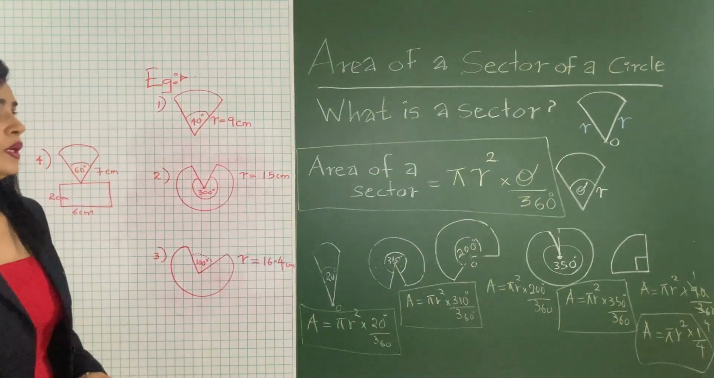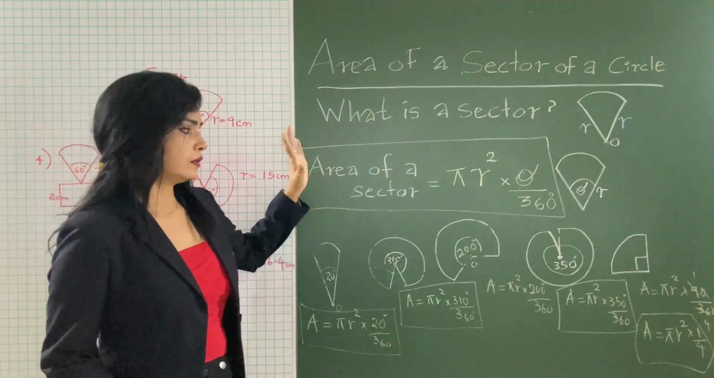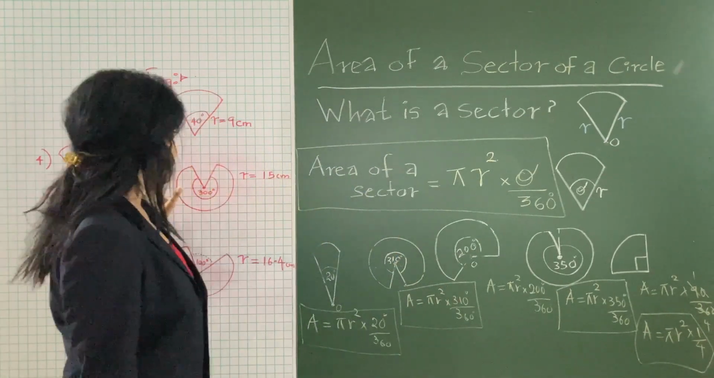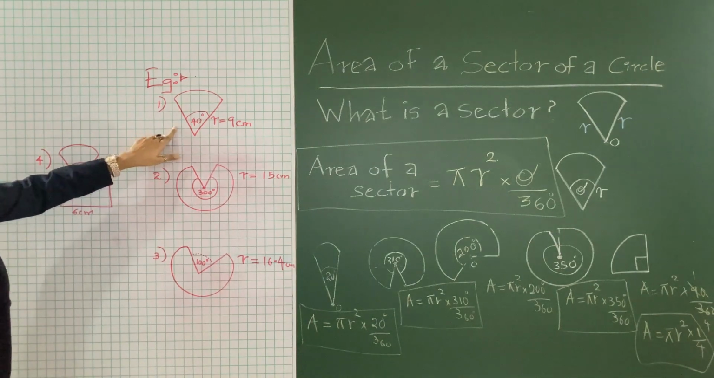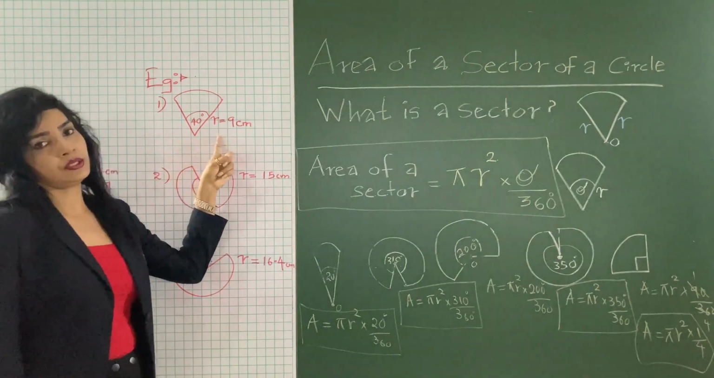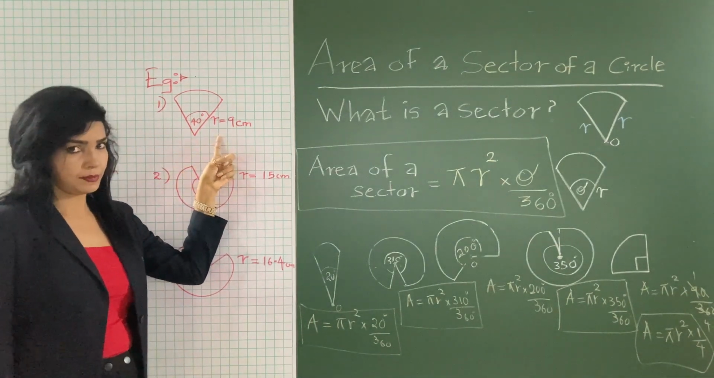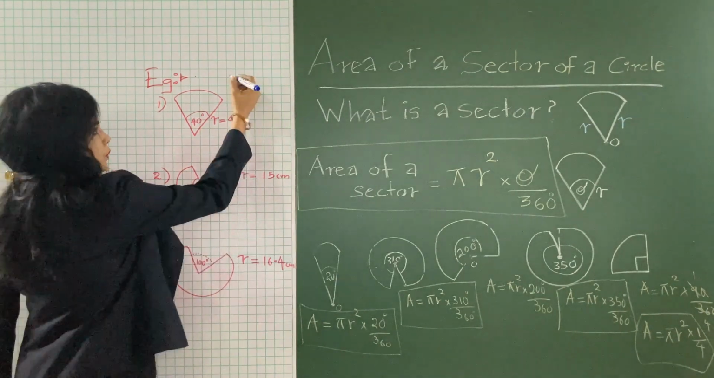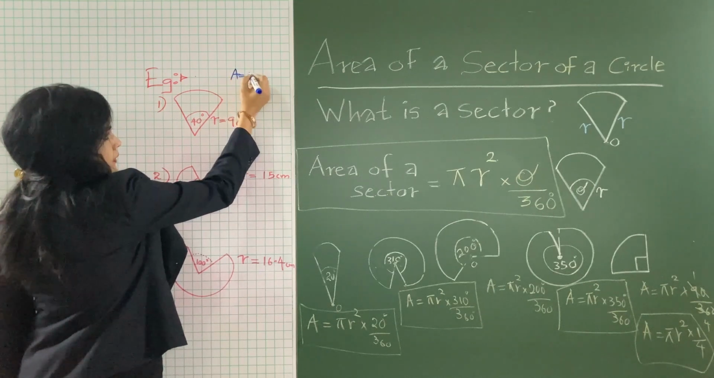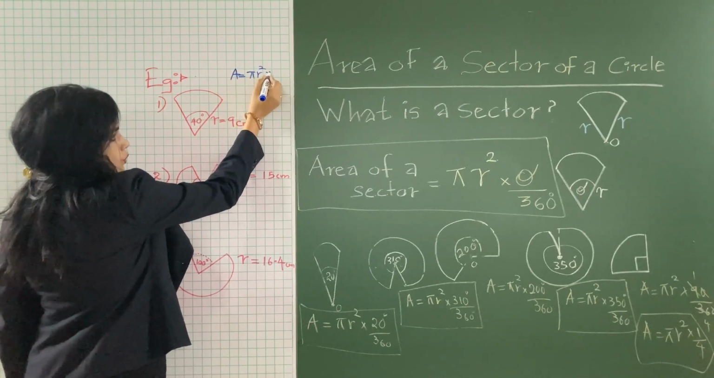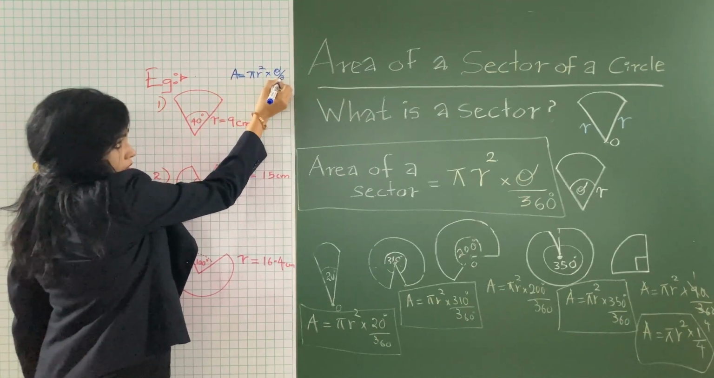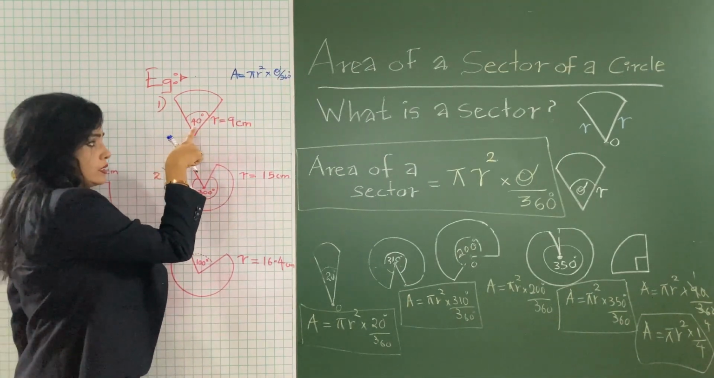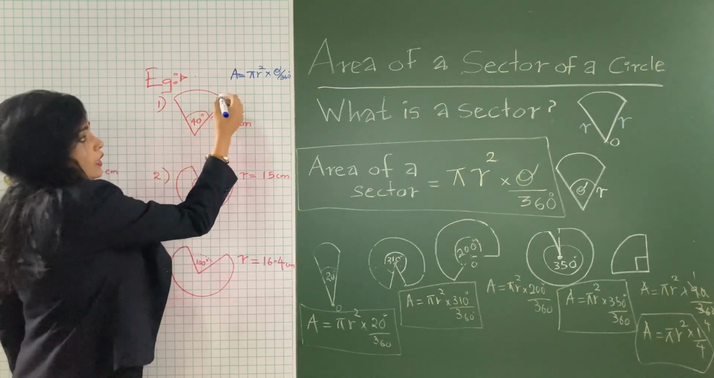Alright, now you know how to find the formula for any sector. Let us move on to questions. Now I have a 40 degree sector here in which the radius is equal to 9 centimeters. So we will find out the area of this. What is the formula? Area is equal to pi r square into theta over 360. This is the general formula. And let us write it with our angle.